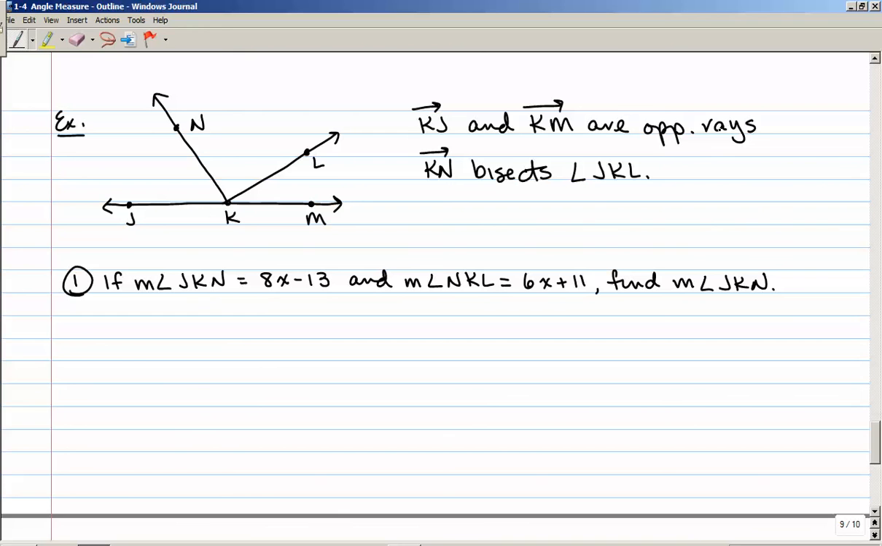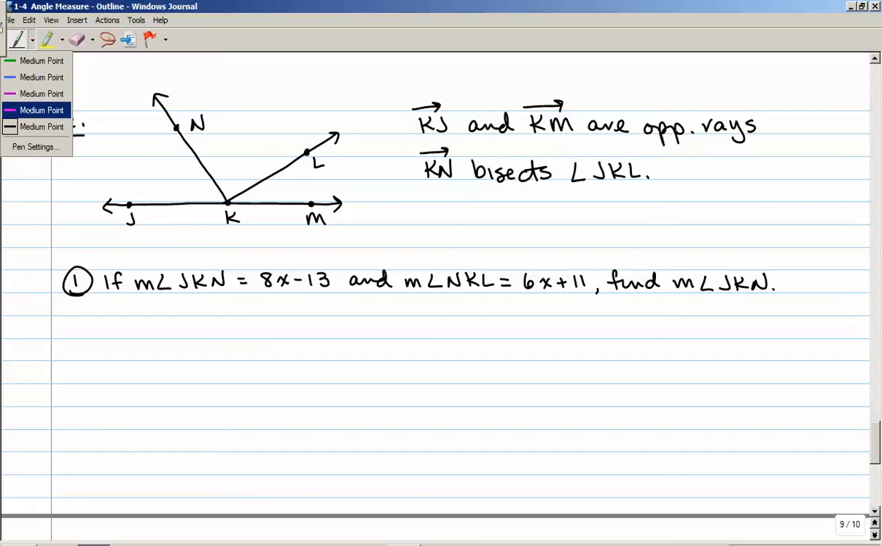And this gives me a lot of information about the picture, because just reading the problem here, I can't figure out what's going on. So, if KJ and KM are opposite rays, then I know that this is a straight line, and that's going to measure 180 degrees. Any angles that make up that line are going to measure 180 degrees. It also says that ray KN bisects angle JKL.